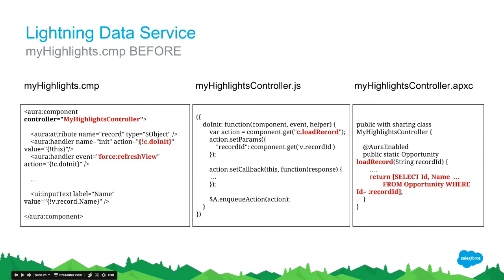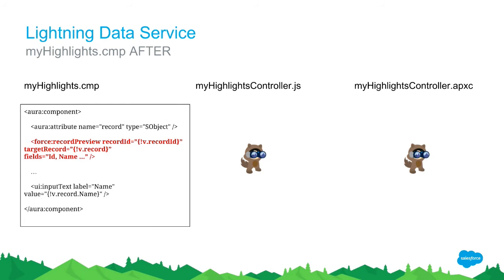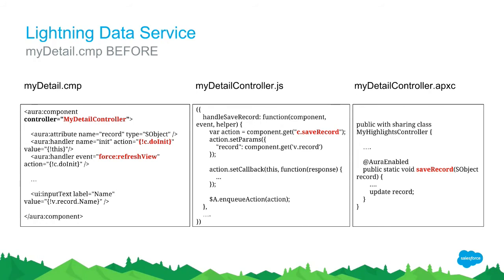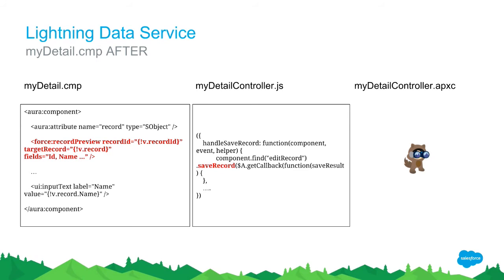So let's take a quick look at the before and after. Before Lightning Data Service, we had a JavaScript controller and Apex controller for the highlights component. After it, we replace the data loading logic with Force Record Preview, and we no longer need the JavaScript controller or the server-side controller. For the detail panel, we also had two controllers at the beginning. After replacing the loading logic with record preview, and also updating the save record logic with a method on record preview, we no longer need the Apex controller as well.